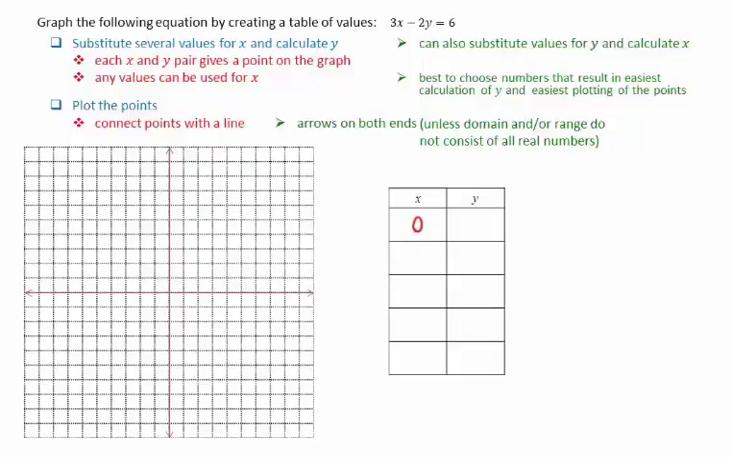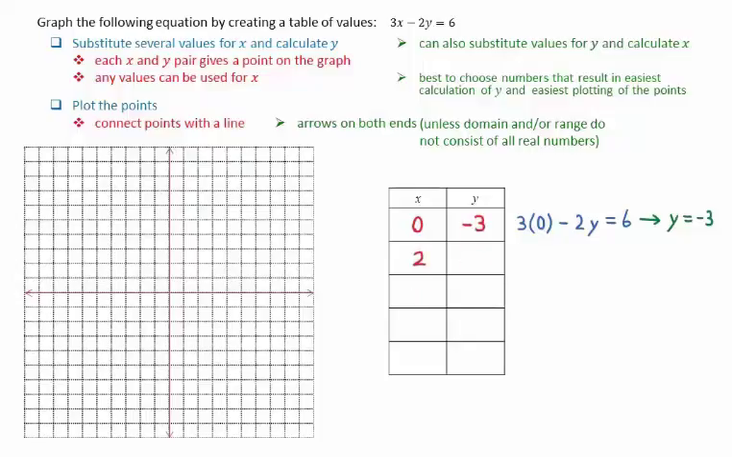First, let's consider x equals 0. We substitute x equals 0 into the equation given, 3 times 0 minus 2y equals 6. We can then solve this equation for y. This gives us y equals -3. This then corresponds to a point on our graph, (0, -3).